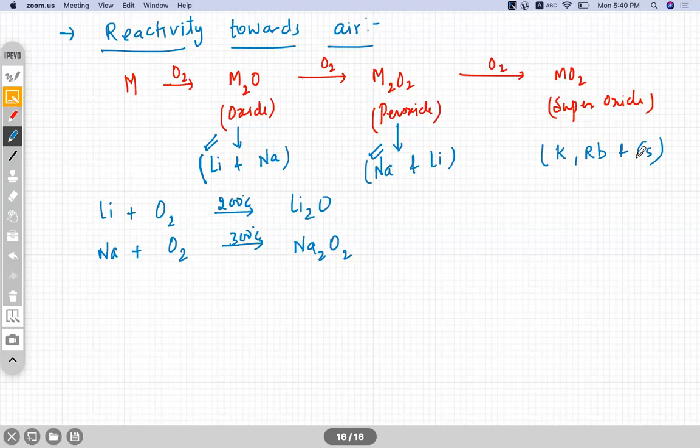Write on first this point: the reactivity of metals towards oxygen increases as we go down the group. Reactivity of metals towards oxygen increases as we go down the group.